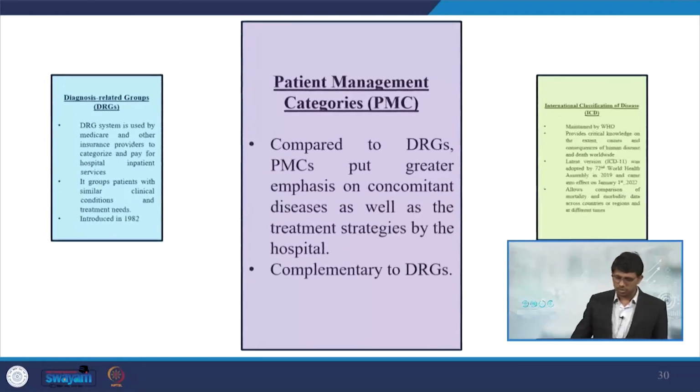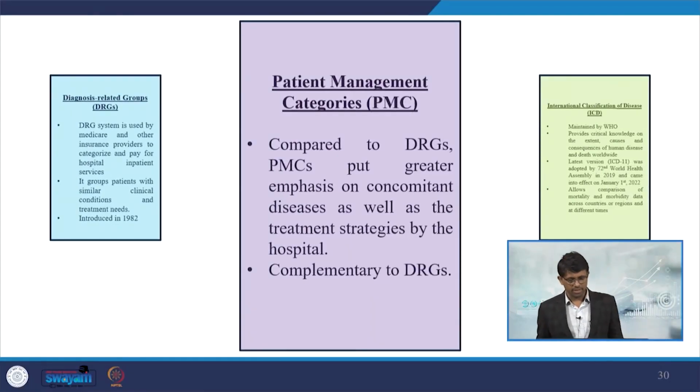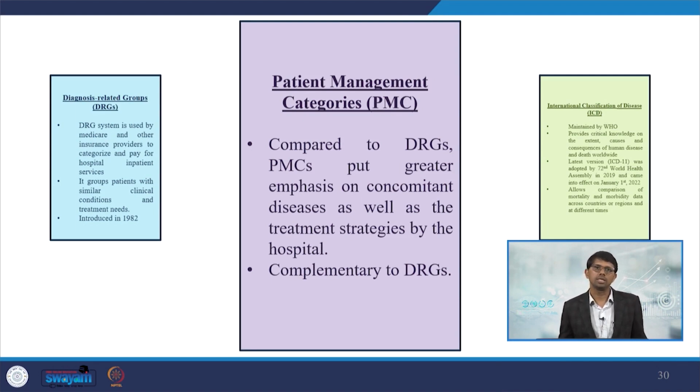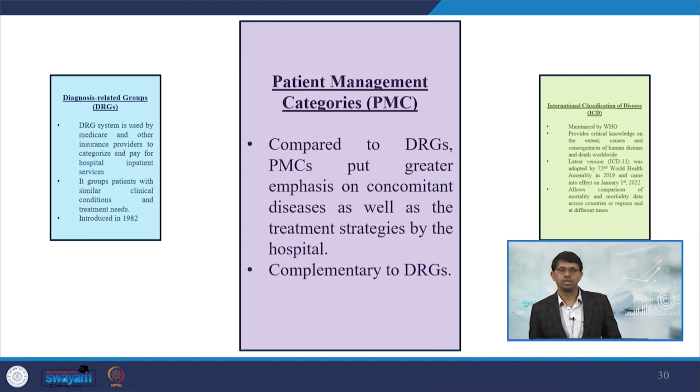The last one is called the PMC. This is compared to DRG. PMC puts greater emphasis on concomitant diseases as well as the treatment strategies by the hospital, and this is complementary to the DRGs.